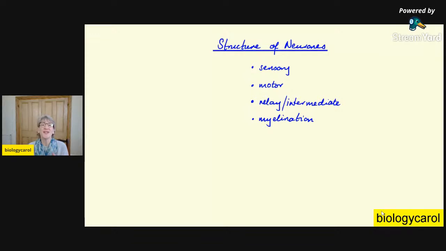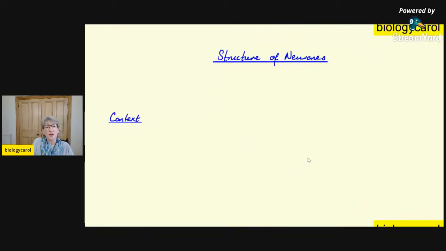Anyway, moving on. Since we're talking about the structure of neurons today, we are talking about the structure of sensory neurons, motor neurons, relay neurons, or intermediate neurons. It's exactly the same phrase. And that whole thing of myelination. What on earth that is all about. So let's see if I can get this show on the road.